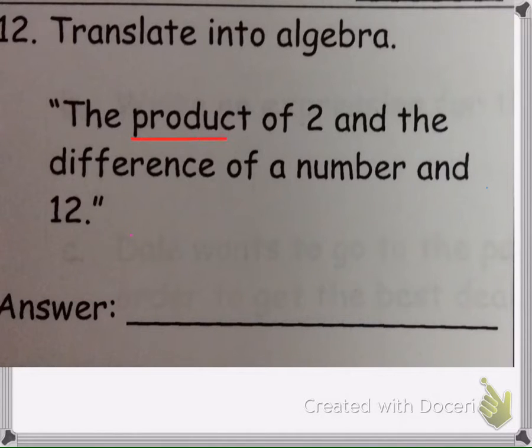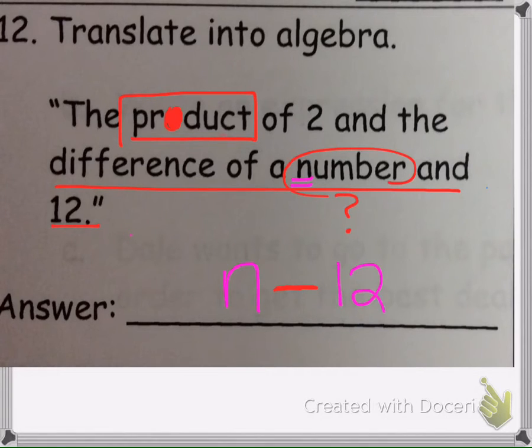It says the product. If you have a hard time remembering what product means, I look at the O and I fill it in like a multiplication dot. So product means multiply. So we're going to multiply, it says 2 and the difference of a number and 12. So the difference means subtract. And it says a number, but we don't know what the number is. So we're going to use a variable. I'm going to go ahead and use n because number starts with n. So the difference of a number and 12.